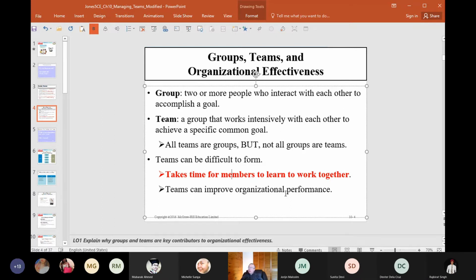Teams can improve organizational performance. I insist on the word can because it's not automatic. Some teams will fail because they are not efficient. For example, conflicts may arise, and the conflicts can be very serious, and in that case, the group will not be performing at all.